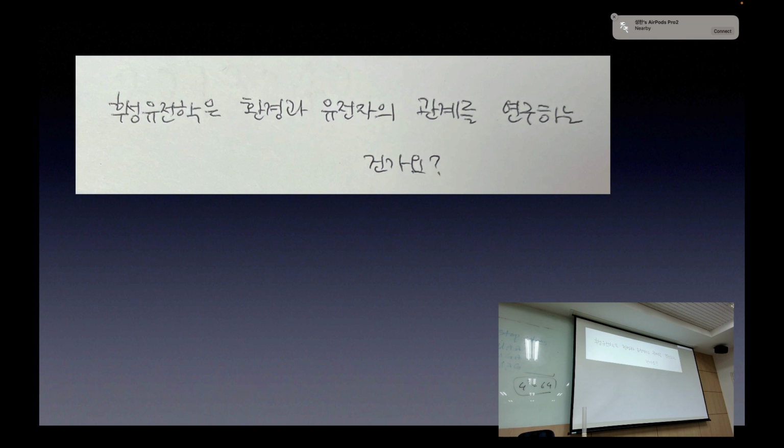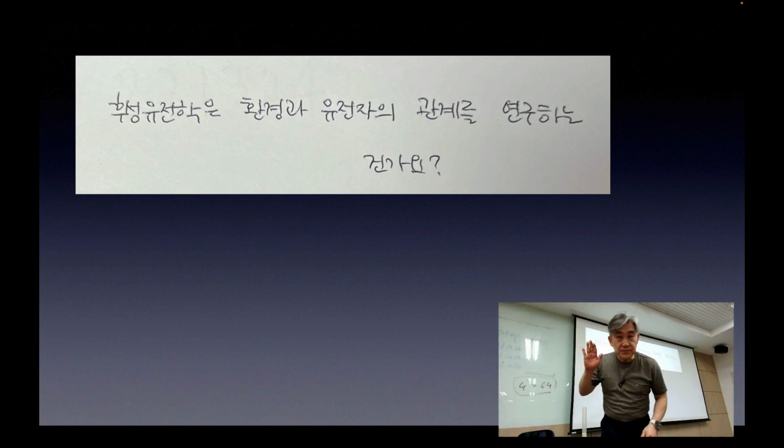Okay, the first question of last week was, what's the nature of this epigenetics? Is this something that studies the environment and the relationship between environmental effect and the gene? Not exactly, but it involves such a relationship inevitably.